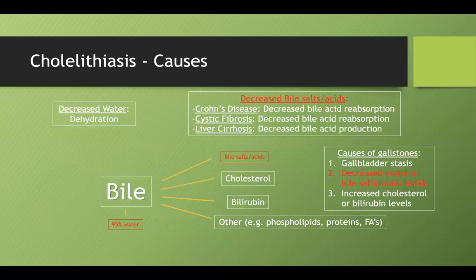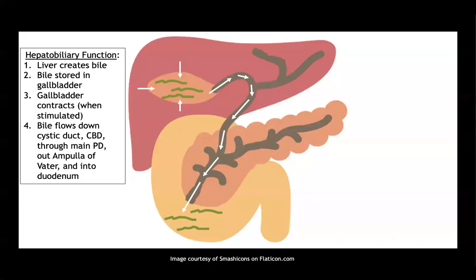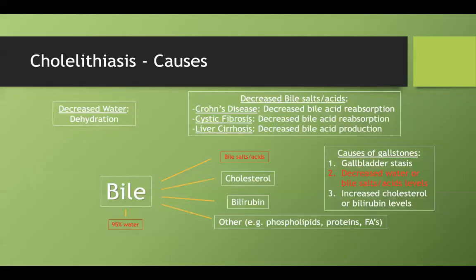Liver cirrhosis can also cause this because of decreased bile acid production. Remember that liver creates bile. So if there's any defect in this, that could technically change the concentration levels of each of the components and increase your risk of gallstones. So cirrhosis, you can get that. I think that's the lowest yield one. The Crohn's one by far here is the most important. You have to know the mechanism by which Crohn's causes gallstones, and this is the way it does it.